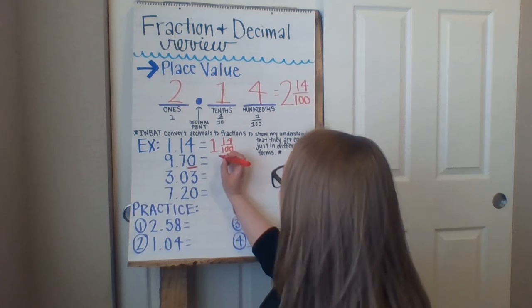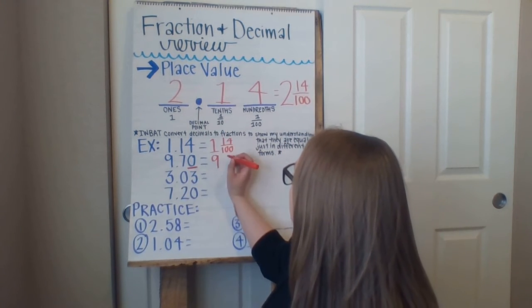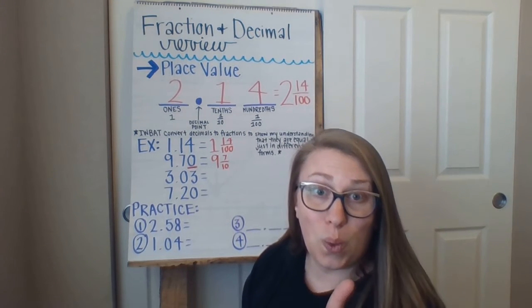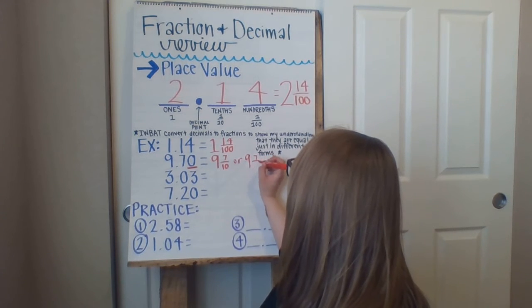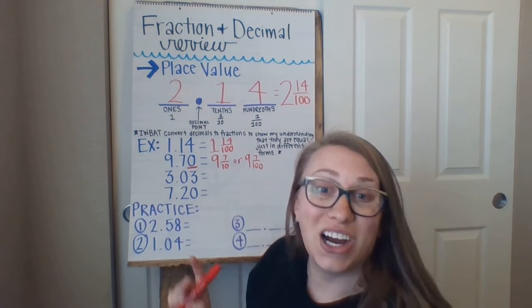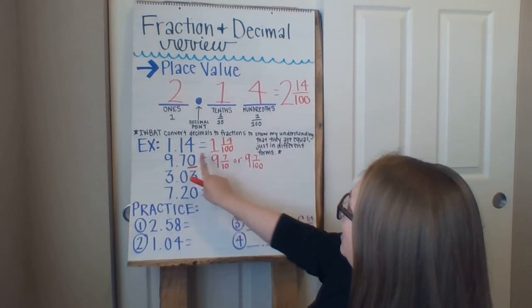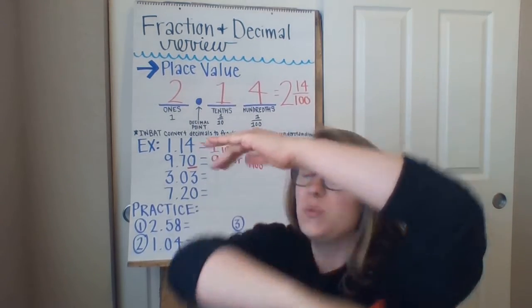I'm going to show you two different ways you could do this one. Our whole number is always going to stay 9. We have a 7 in the tenths place. So this could be 9 and 7/10, or 9 and 70/100. Both work. They're all the same. That's what's really cool. This is equal to this is equal to this. They are all equal.